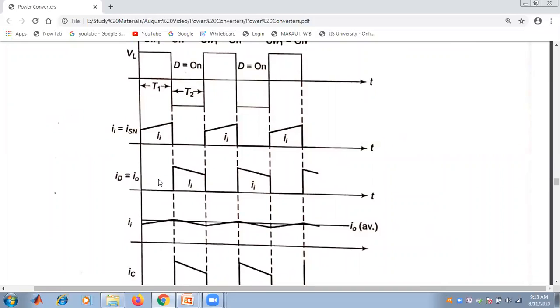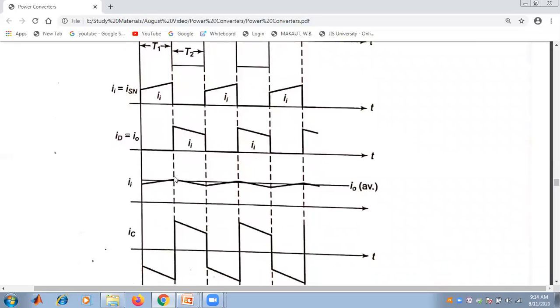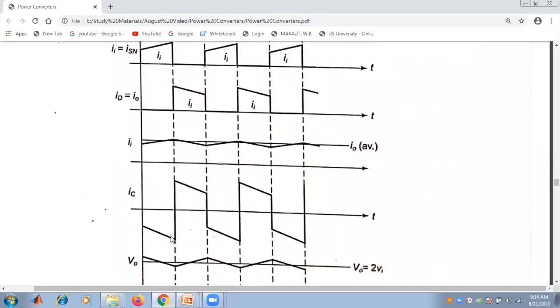This is the nature of the diode current. I have told that during the on period of the switch, there is no current through the diode, and again during the off period of the switch, when the diode is on, there is a current through the diode, and this cycle will repeat. This is the input current nature, and this is the current through the inductor. When the switch is coming from its off state to on state, the nature of the current through the inductor will be like that.